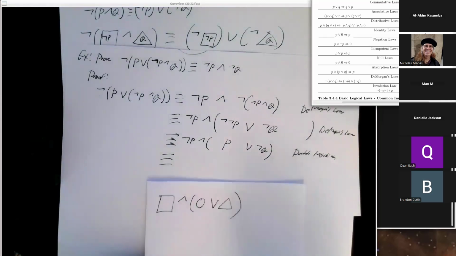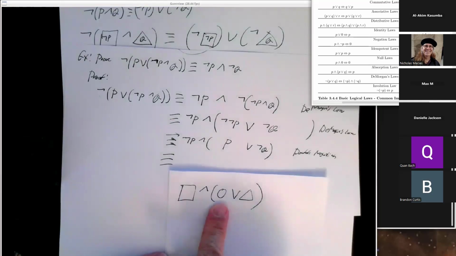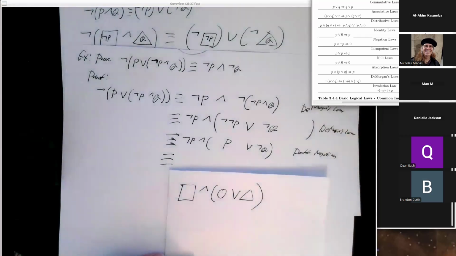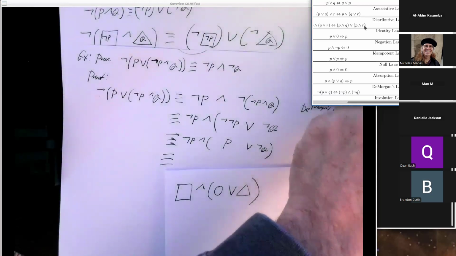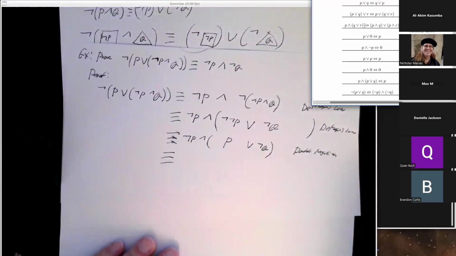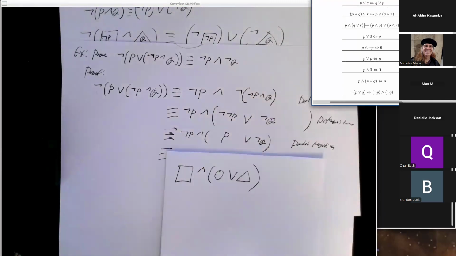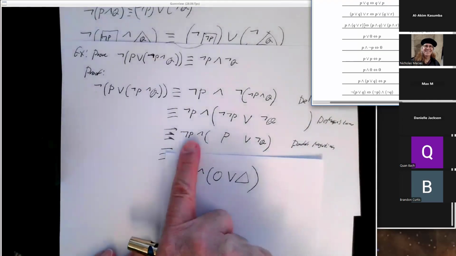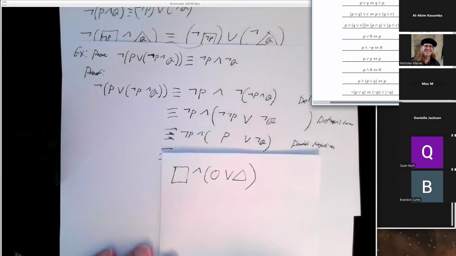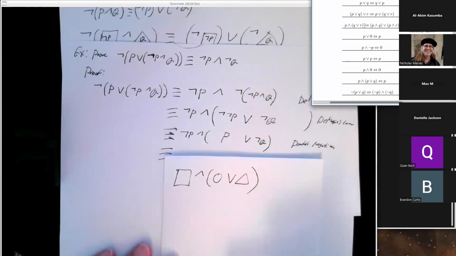Got a proposition in this form, something ANDed with something else, ORed with yet something else. Distributive, perfect, right? We've got this law over here. P and (Q or R) is (P and Q) or (P and R). So again, think of these as placeholders. This doesn't have to actually be P with a not in front of it. It's just something with a not in front of it.